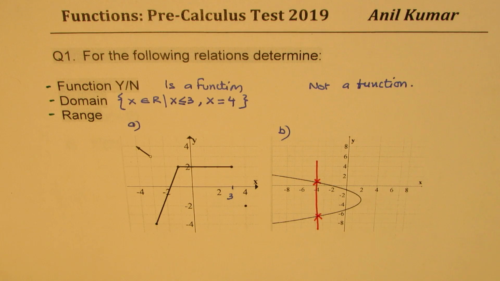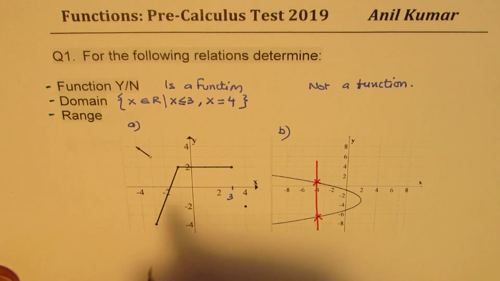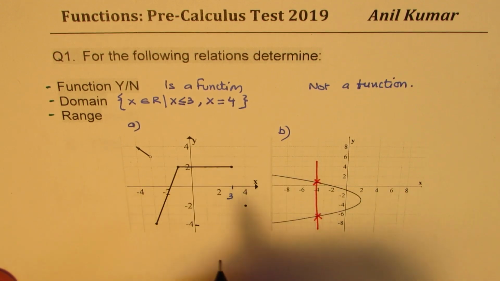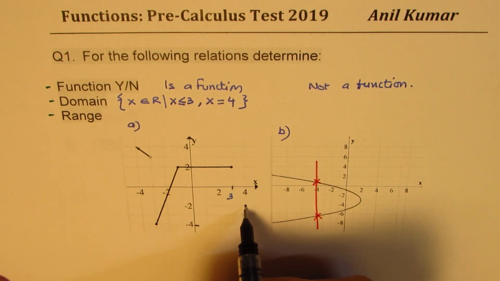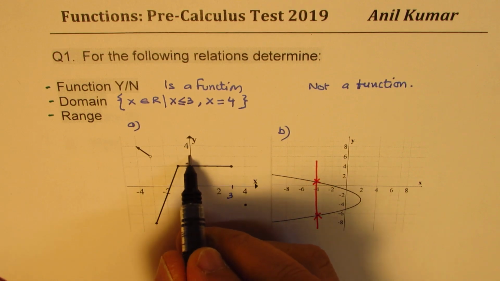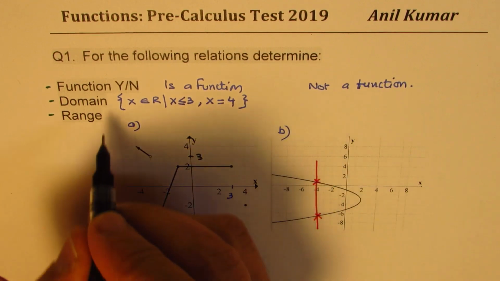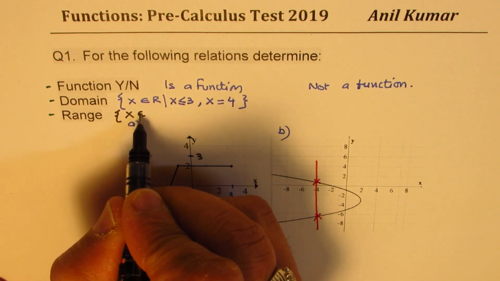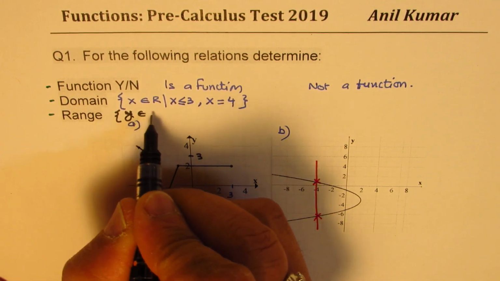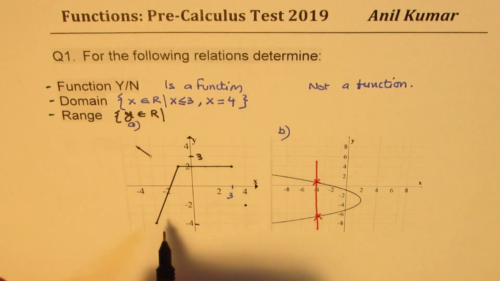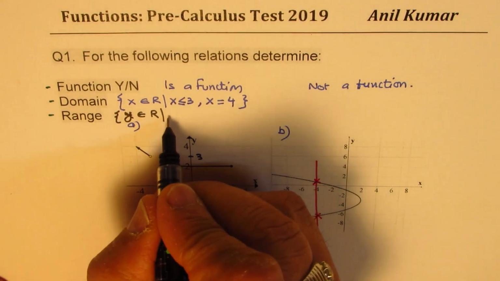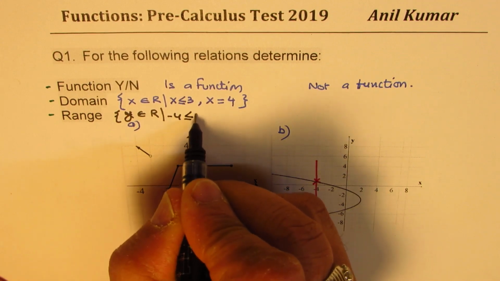Now let's write down the range of this function. As far as the range is concerned, the range is from minus 4 to 2, right? This point is included. And then after 3, right? So we could write the range as y belongs to real numbers, and it is from minus 4 to 2.